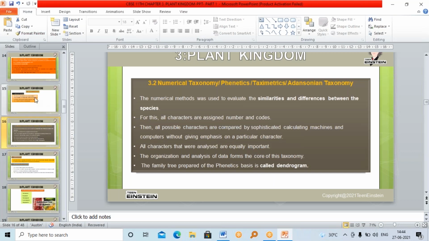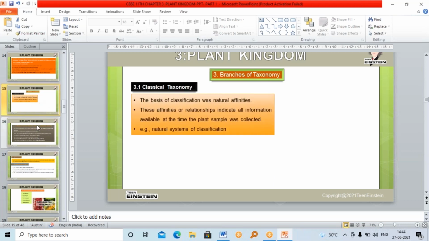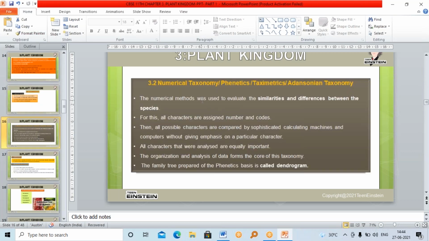These are the branches of taxonomy. Okay, classical taxonomy. Then next is numerical taxonomy. What is numerical taxonomy or phonetics? We are using numerical methods too. These are all new terms. You have to note down. Phonetics or numerical taxonomy. What is that?